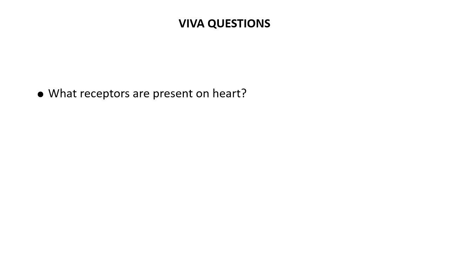Now here some VIVA questions are given so that you can prepare for your exam. You can be asked about the receptors present on heart, and you very well know that beta-1 adrenergic receptors and muscarinic M2 receptors are the main receptors which are present on heart, and they control the overall activity. In addition to these, glucagon receptors are also present, and glucagon actually stimulates inotropic and chronotropic activity.